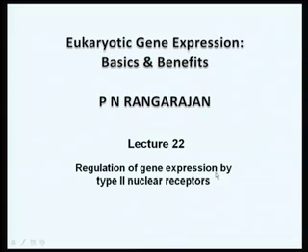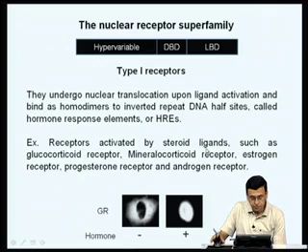So, what we will discuss today is another group of receptors known as the type 2 receptors. First we will discuss how these type 2 receptors are different from the type 1 receptors, or the steroid hormone receptors, how these receptors were discovered and what kind of response elements these receptors bind, and so on and so forth. So, let us start discussing the regulation of gene expression by type 2 nuclear receptors.